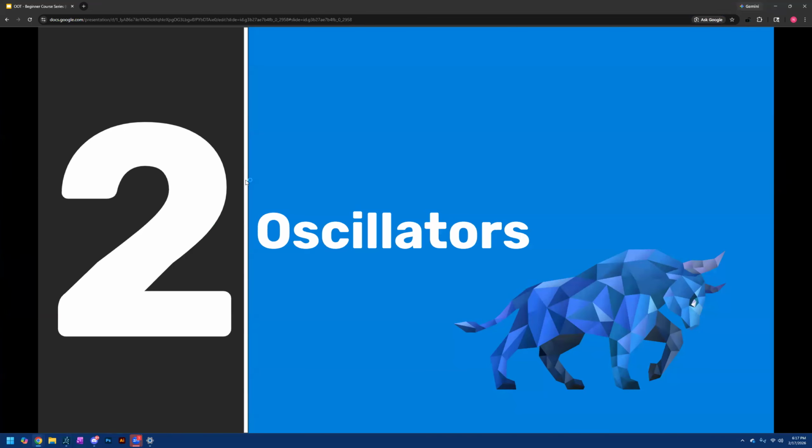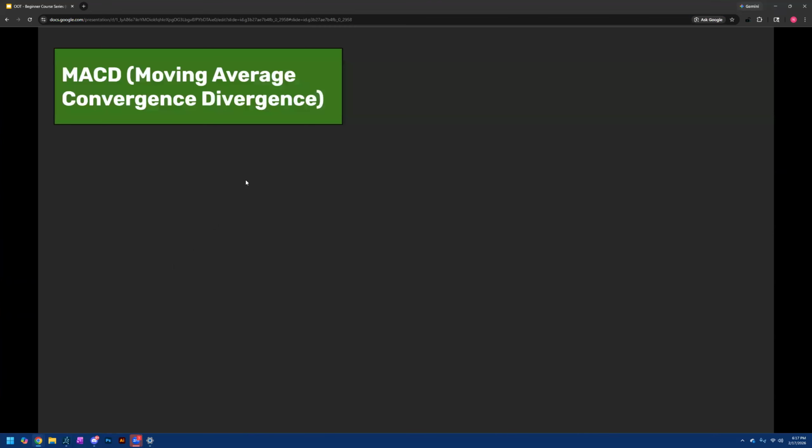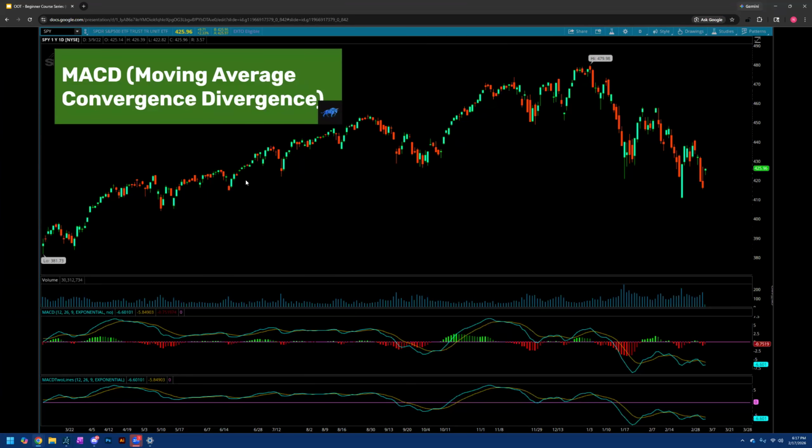Cool. All right, so let's talk a little bit about oscillators. The first one that I want to cover is the MACD. And this is going to be kind of our simplest oscillator and probably the most typical one as well. This is going to be the one where most of these internet traders or social media people are going to say, oh, you got to have this on. It's the best, blah, blah, blah.